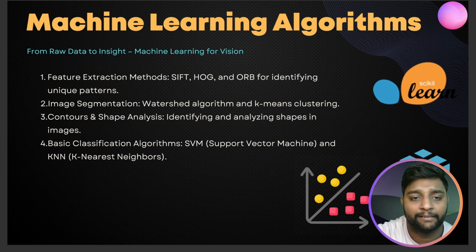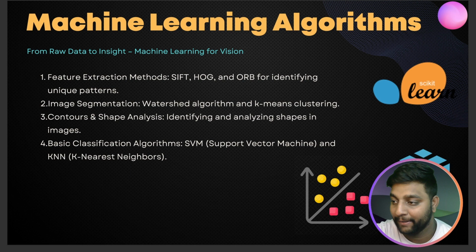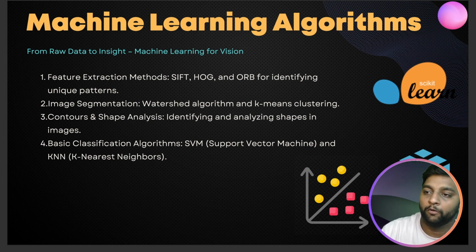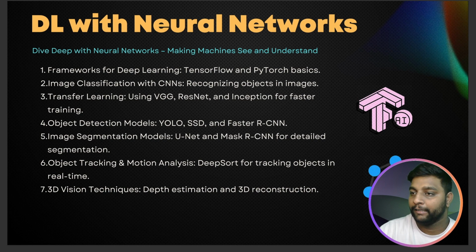Contrast and shape analysis, identifying and analyzing shapes in the image. Basic classification algorithms like SVM, support vector machine, and KNN, K-nearest neighbor. These both are very important and you need to learn about them in machine learning. Once you are good with this, then you can go with deep learning networks.